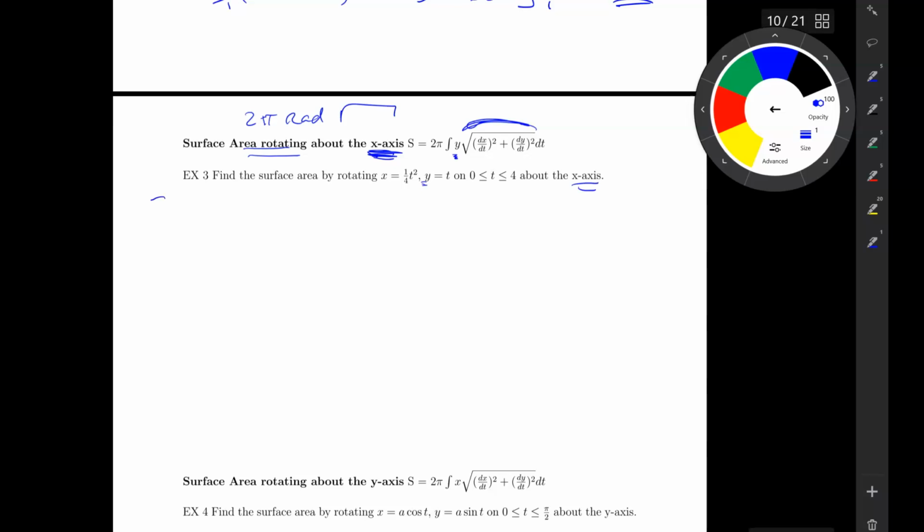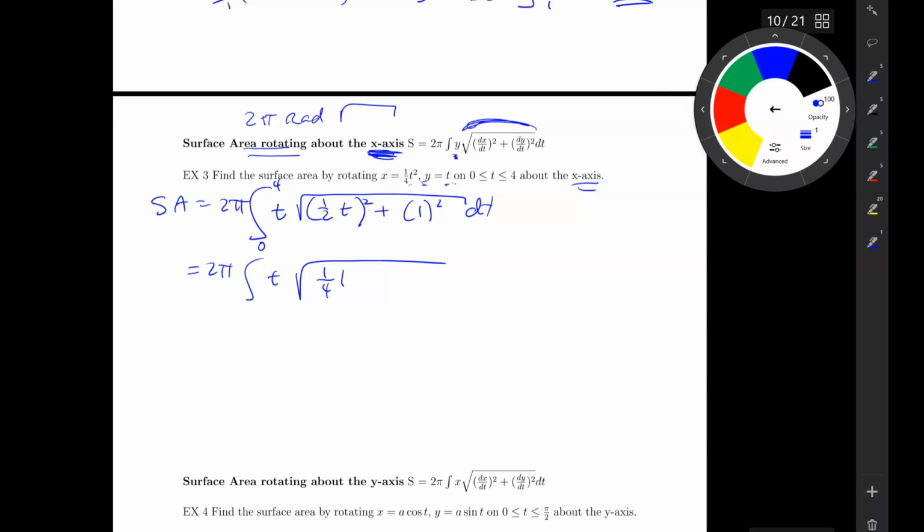So if I'm revolving it about the x-axis, it's 2 pi y, so I'm going to put the t in for the y, and then it's going to be the square root of each of these derivatives squared. So this one here would give me a 1/2 t, and the derivative, then I'm squaring it, plus 1 squared dt between 0 and 4. All right, let's see what's happening inside that radical here. So I'll have 1/4 t squared plus 1, I made that radical too big there, dt between 0 and 4.